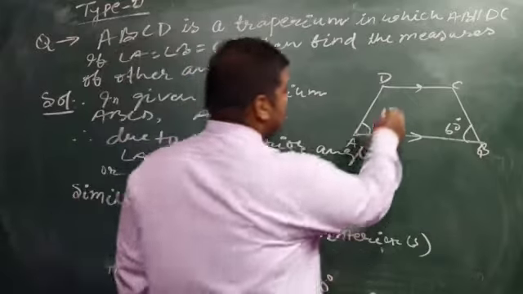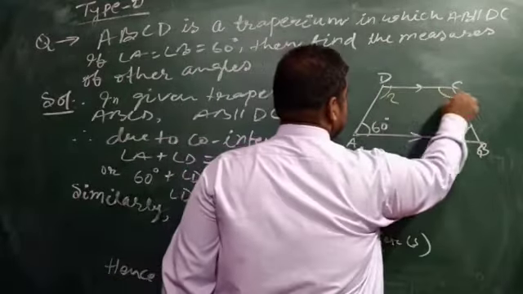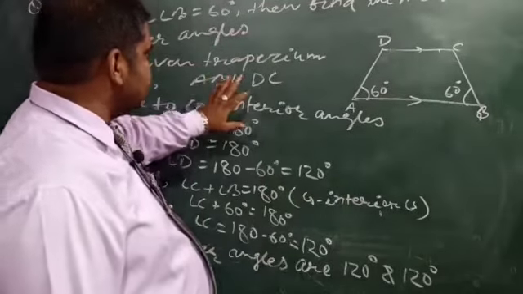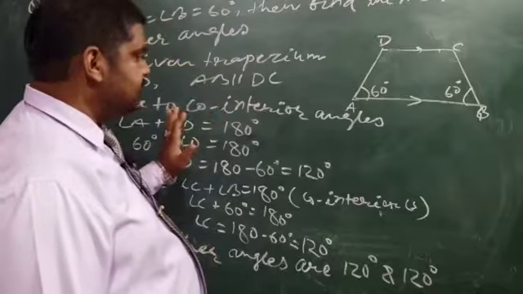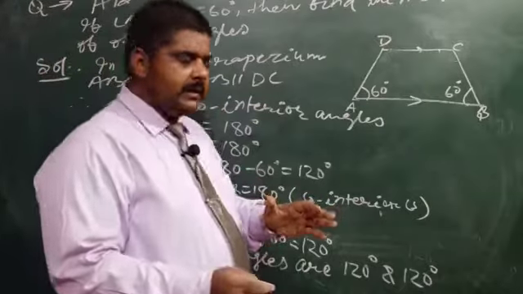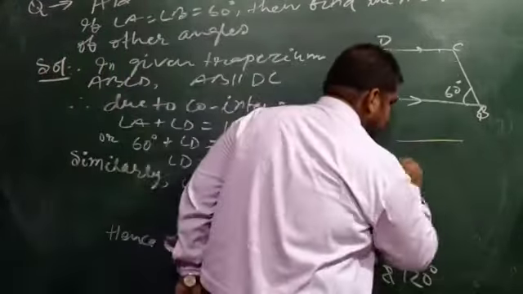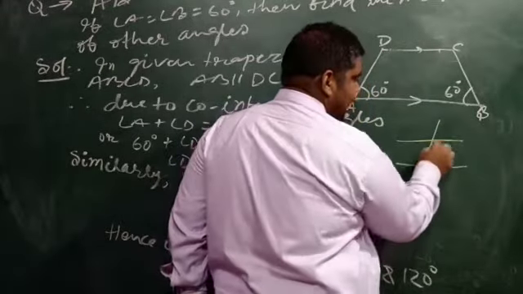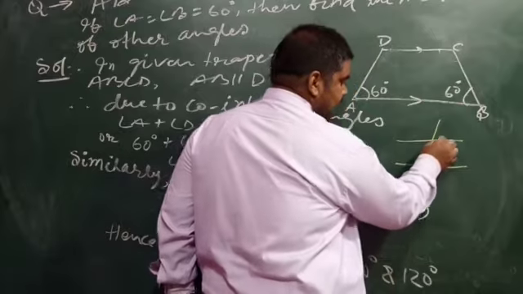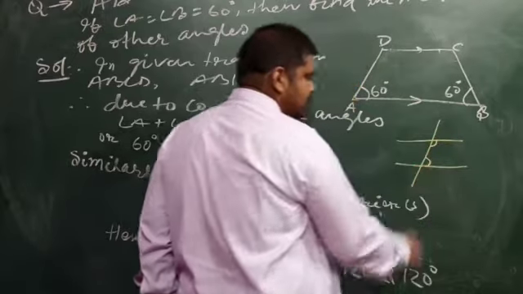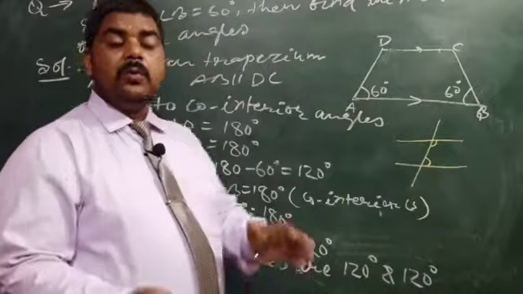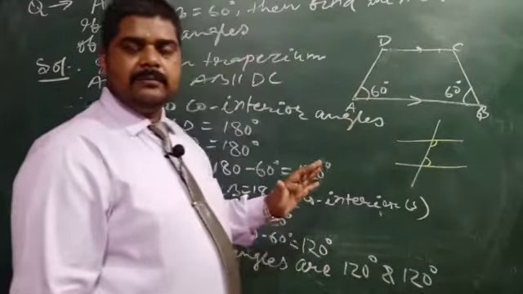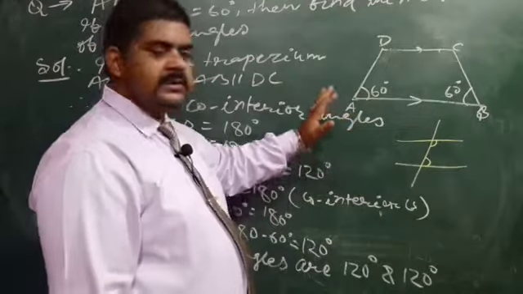You need to find out this angle and this angle, and you can see that in the given trapezium AB is parallel to DC, and you know very well that when two lines are intersected by a third line at two distinct points, then the sum of co-interior angles is equal to 180 degrees, and you have to apply the same characteristic to solve this question.